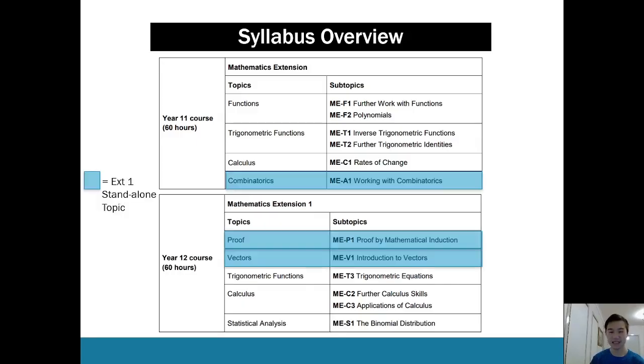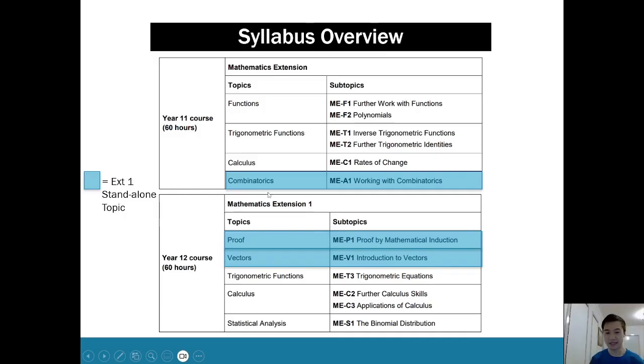So I flagged here what I call Extension 1 standalone topics. What I mean by this is we know that Maths Extension 1 is, in its name, an extension of Maths Advanced. So with all the other topics, they require Maths Advanced knowledge. For example, in Extension 1 Calculus, you learn how to do integration by substitution, but that draws on and expands on your Maths Advanced knowledge of how to integrate in the first place.